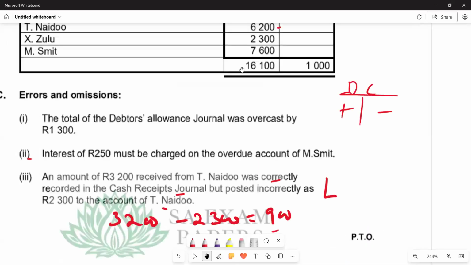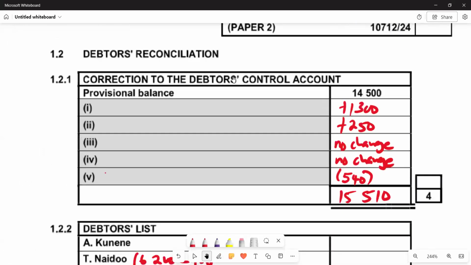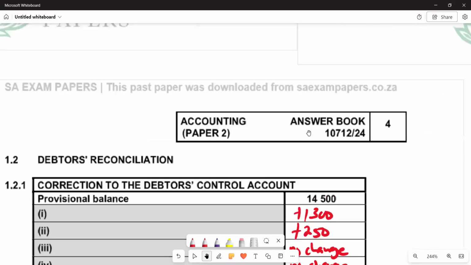So we come here on the debtors list, and we are saying negative 1,000. And then we add our 1,600. And then the amount that you are going to get is 600. And then we can go and see what we have next from there.